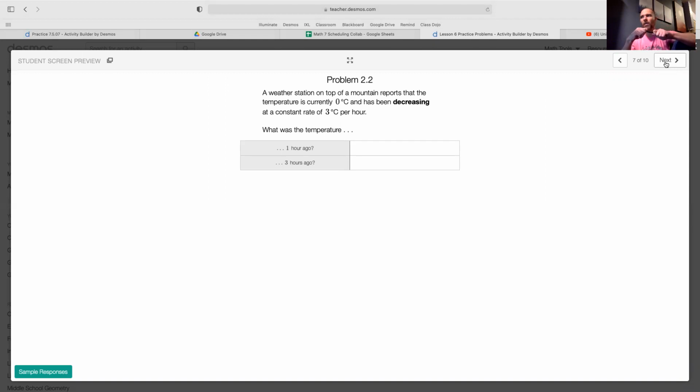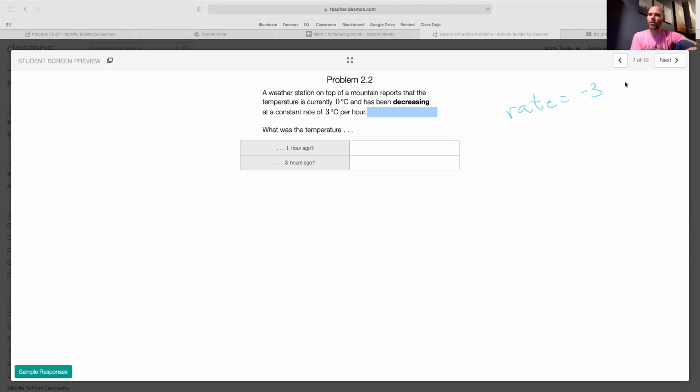A weather station on top of a mountain reports that the temperature is currently 0 degrees and has been decreasing at a constant rate of 3 degrees per hour. So literally the same setup as the last question. So again, I'm going to write that the rate equals negative 3. And now it's asking us about the past.